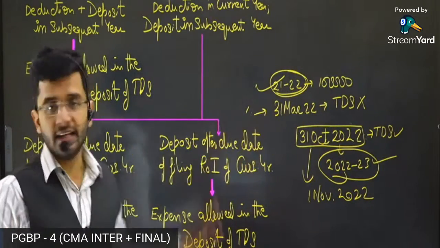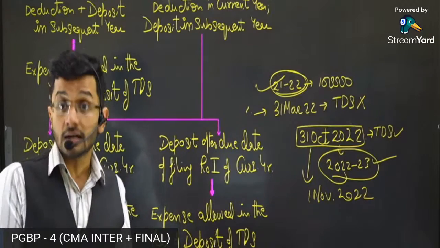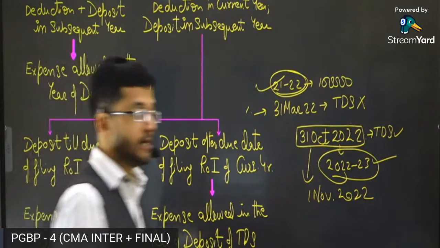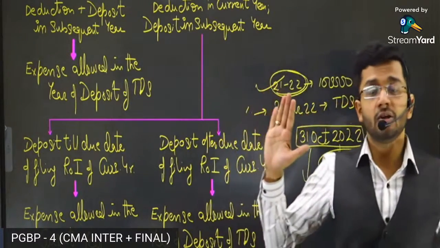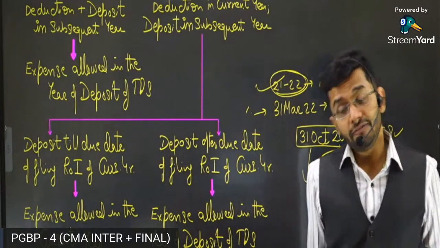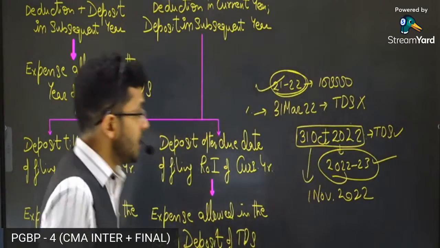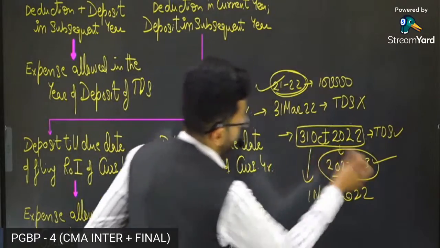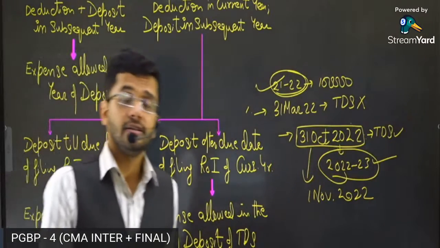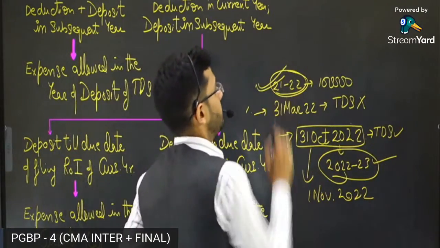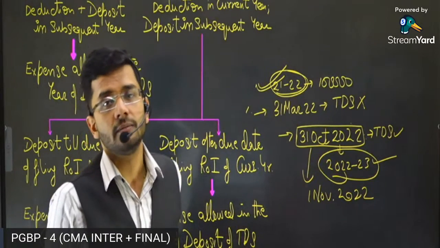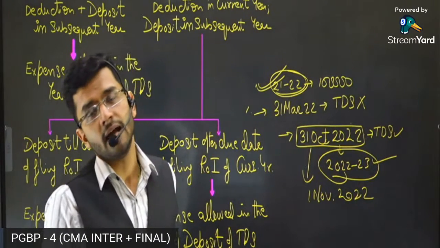So guys, till the return filing date, the AO is able to ascertain whether you have deposited the TDS or not. If you have deposited the TDS till the return filing date, then the deduction will be allowed in the year when the TDS was deducted. The expense will be allowed in that year itself.